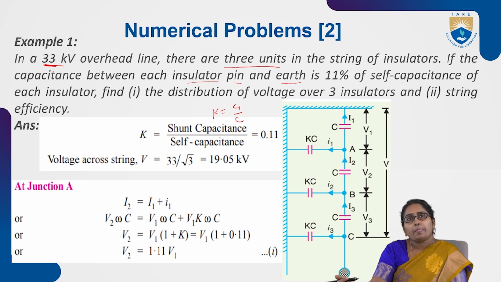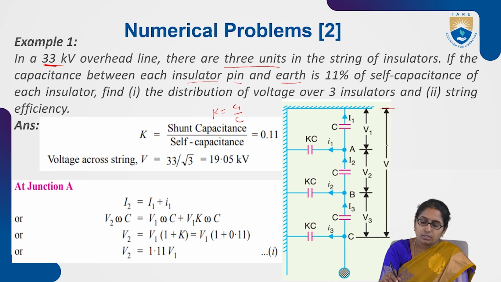So now look at the solution. K is equal to C1 by C, which is equal to 0.11 given, and the voltage across the string they have given as 33 kV line. That means it is always line value. Given data is always line voltage if they didn't say line voltage or phase voltage. So they calculated the phase voltage, because the voltage across the total string is between the conductor and the earth. So this V is nothing but the per phase voltage. So 33 kV by root 3 gives 19.05 kilovolts.